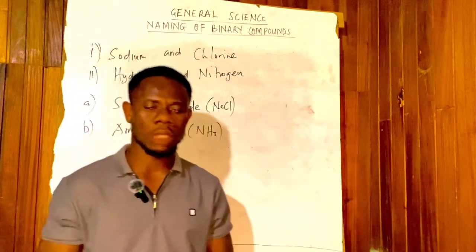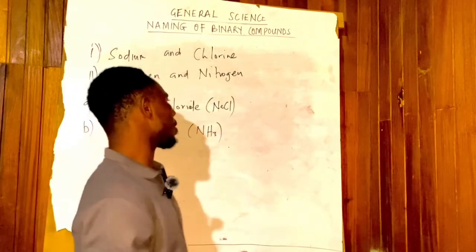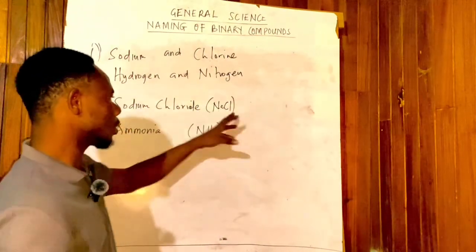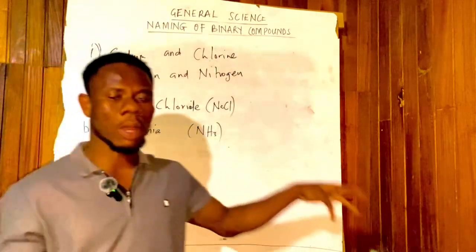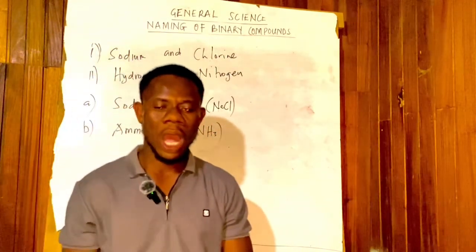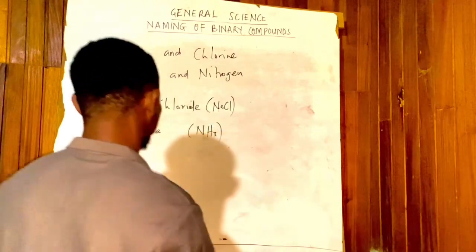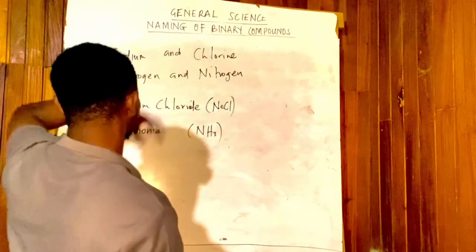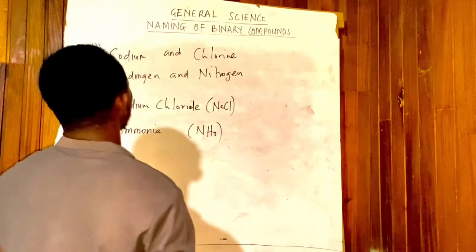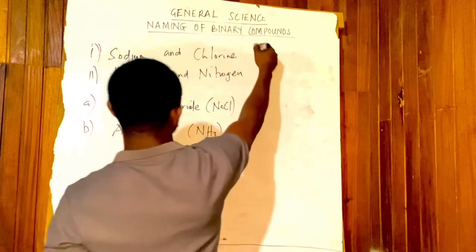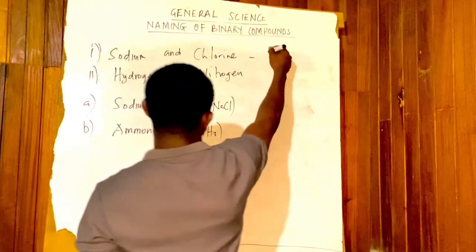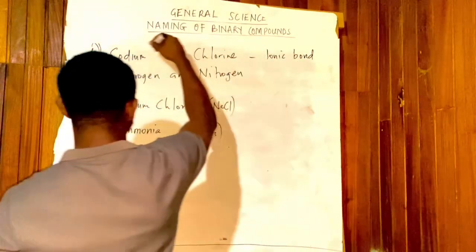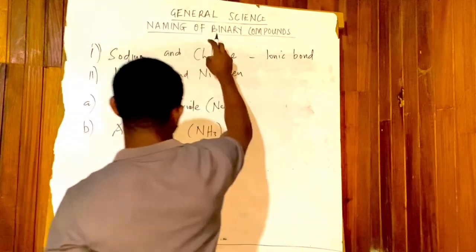Now the next question is, we have to write the chemical formula for each compound. So these are the chemical formulas for these compounds. And the last question is, we are to identify the type of bond. So what type of bond is formed between sodium and chlorine, then hydrogen and nitrogen? The type of bond formed between sodium and chlorine is called what? An ionic bond. Why? Because ionic bonds contain metals and non-metals.